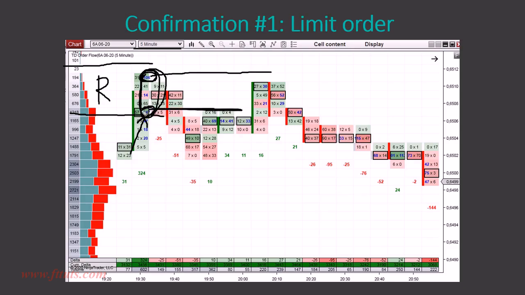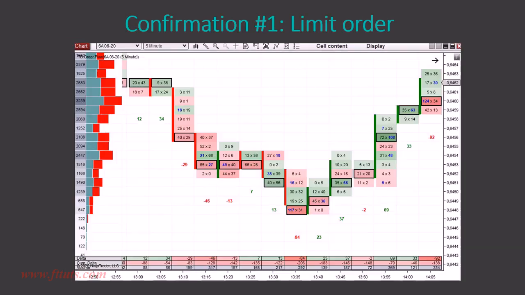As soon as those sellers jump in, those are sellers with limit orders most likely. So when you see that, you can just press the sell button and go short.